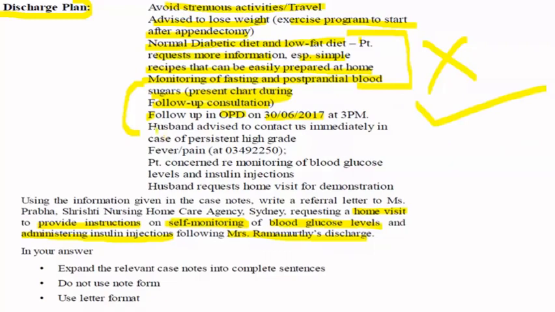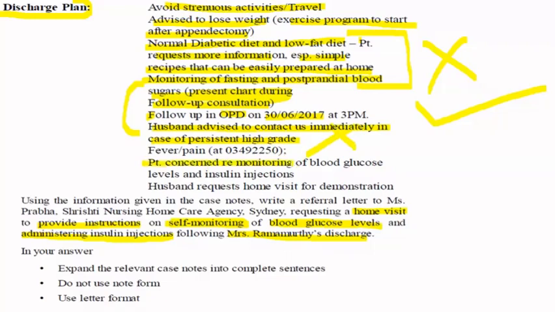All right. Then another piece of information: the husband has been advised to contact us immediately in case of persistent high-grade fever. You know why? If the appendicitis breaks or ruptures, she may have a high-grade fever. So because of that, the husband has been advised. That has nothing to do with our problem. Our problem is what? Diabetes, meaning blood sugar, how to monitor blood sugar and all. This is something that the husband has to do, but you don't have to tell this to the nurse. So we'll put a cross mark here.